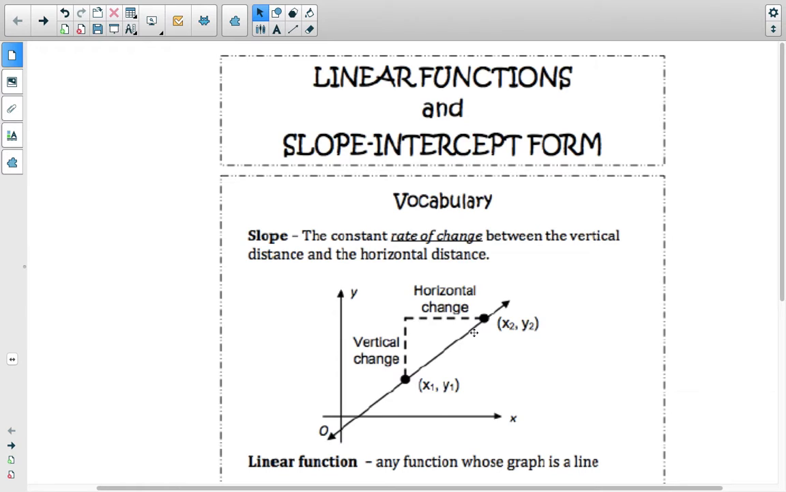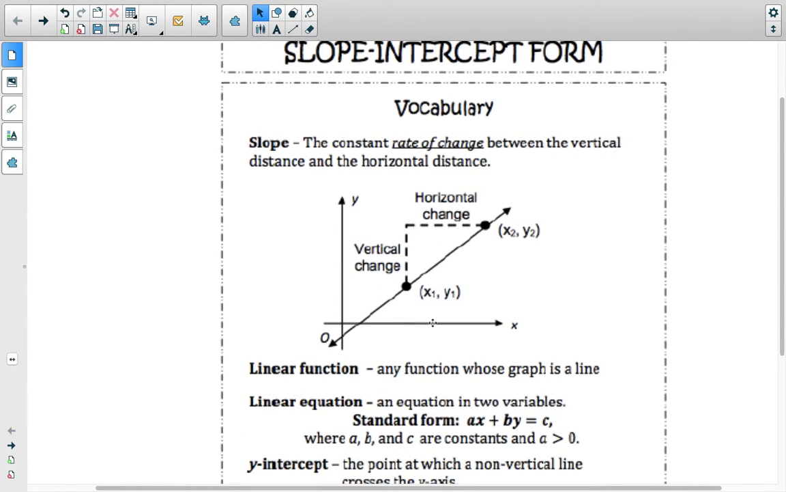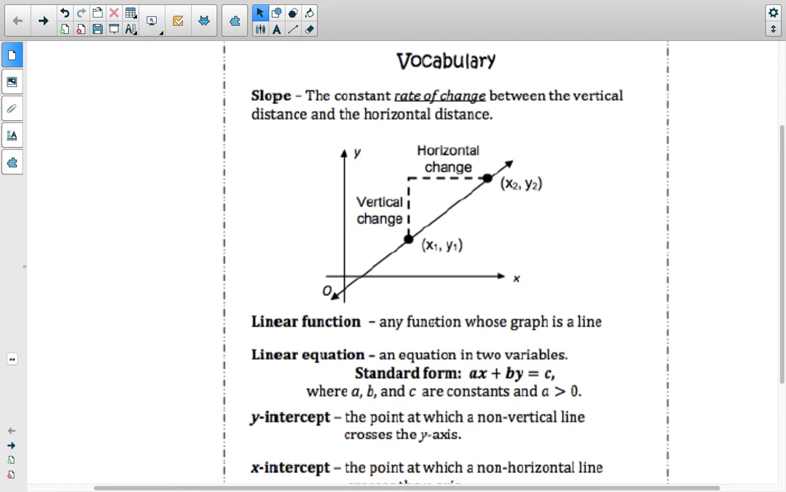Change in y over change in x means how, from point to point, from one point to a second point, does it change in the y-axis, divided by how does it change in the horizontal axis, which is the x-axis. A linear function is any function whose graph is a line. Linear means line. A linear equation is an equation in two variables. Therefore, it must have the equals sign to make it an equation.